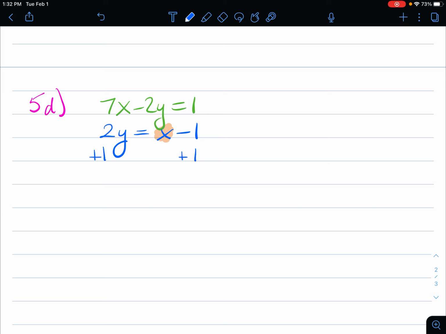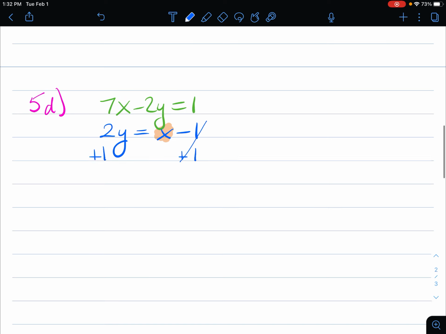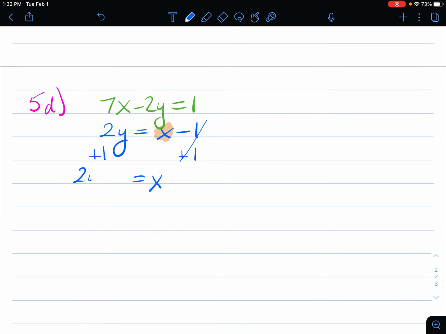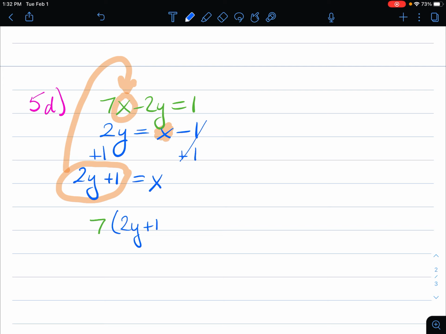So to get x alone, I'm just going to undo the minus 1 by adding 1 to both sides, and so x equals 2y plus 1. This is what x equals. I'm going to put it in place of the x in the other original equation. So I'm going to write 7, and then I'm going to put in what x equals, which we just said is 2y plus 1. Those are equivalent. Minus 2y equals 1.